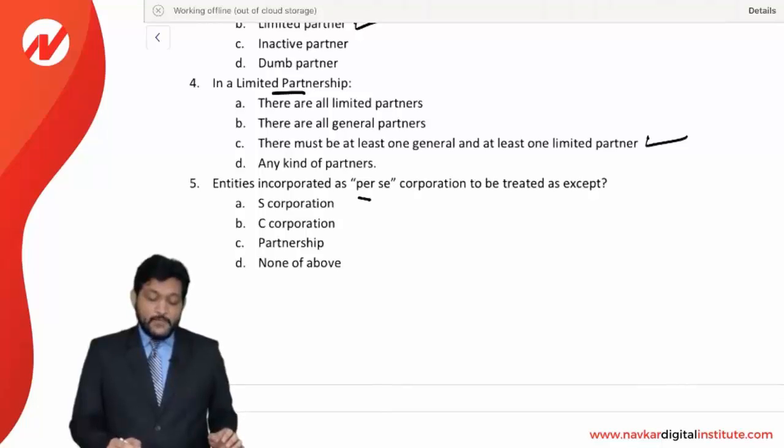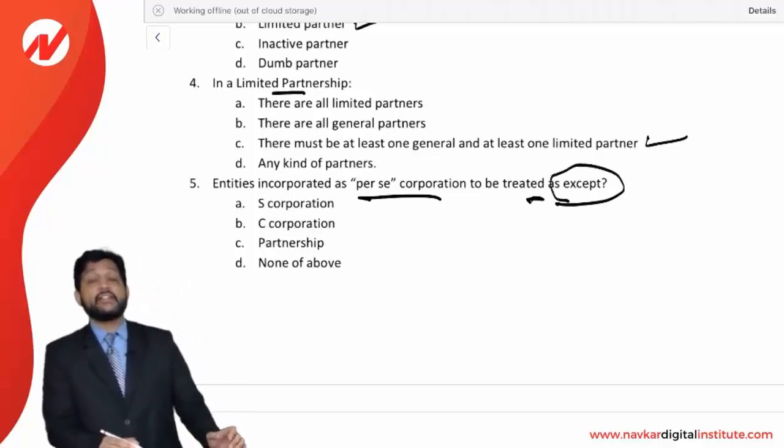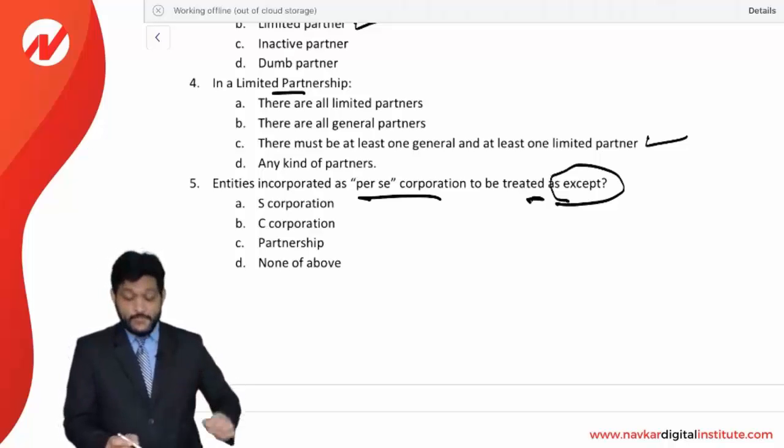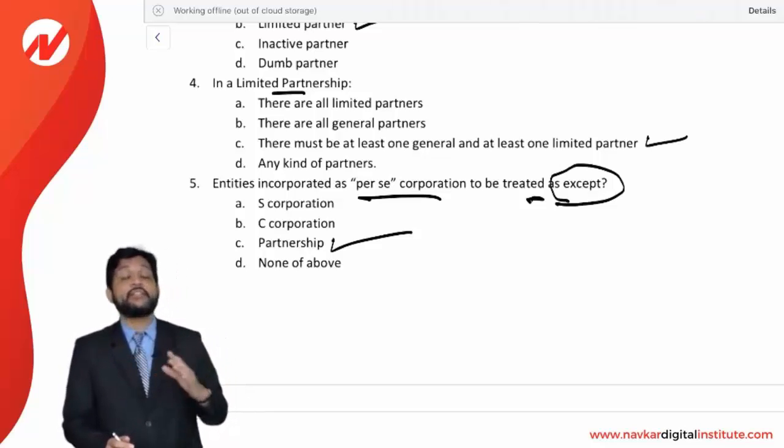Entities incorporated as a per C corporation can be treated as all of the following except. Per C corporation cannot be treated as a partnership. C option is the answer. They can be treated as an S corporation or a C corporation, but they cannot be treated as a partnership because this is a per C corporation.